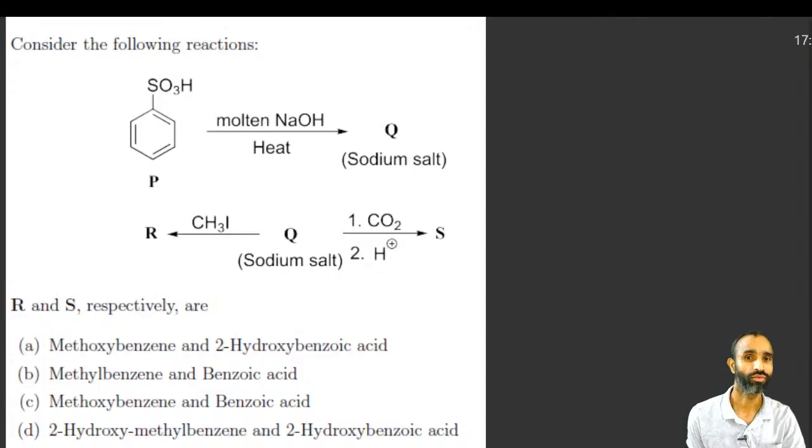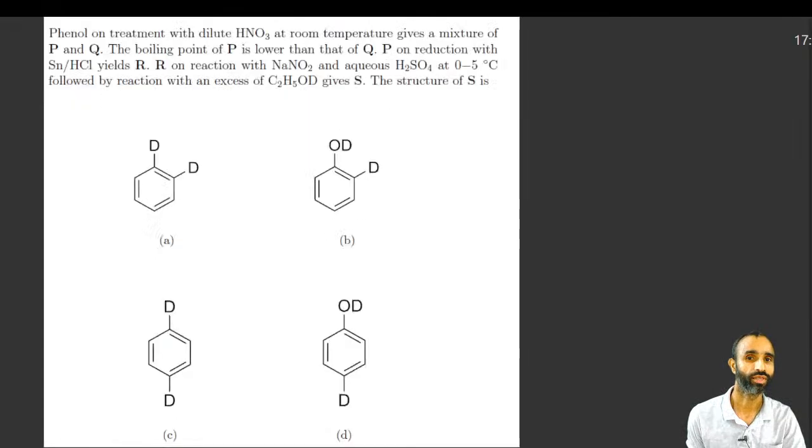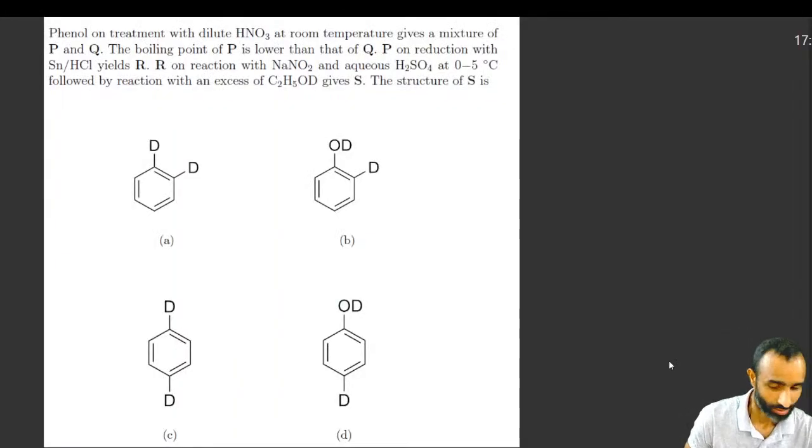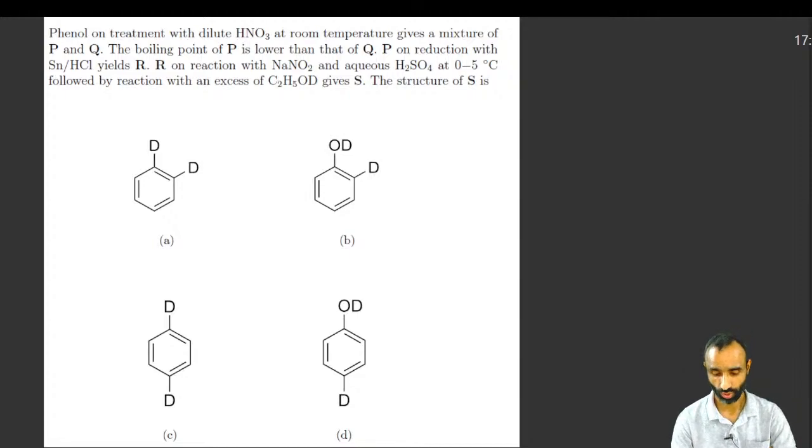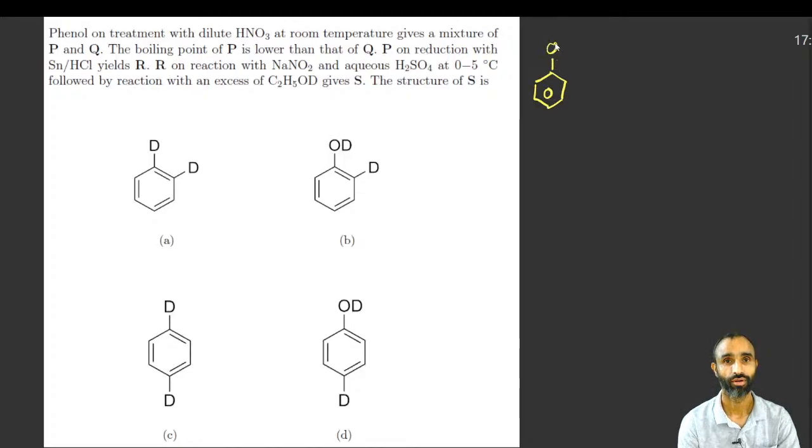Okay, so let's start with this question. This is the first question. The first question is: phenol reacts on treatment with dilute nitric acid. So tell me, if we treat phenol with nitric acid, here actually it is dilute nitric acid, we get picric acid.